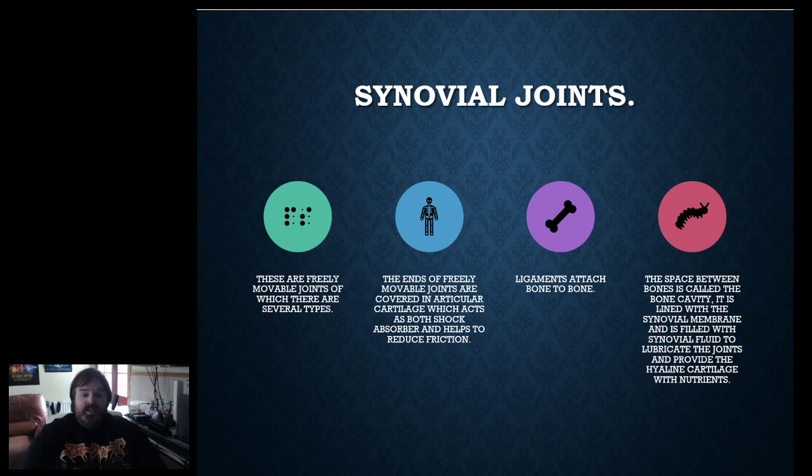Now, synovial joints. There are 6 types. They are freely movable joints. The ends are covered in articular cartilage to act as both shock absorber and help reduce friction. So, we talked about this before. You don't want the bone grinding on the bone. If the bone starts to grind on the bone, the whole thing will start to break down and wear away the bone. You do not want that. They're covered in articular cartilage that acts as both a shock absorber and helps to reduce friction.